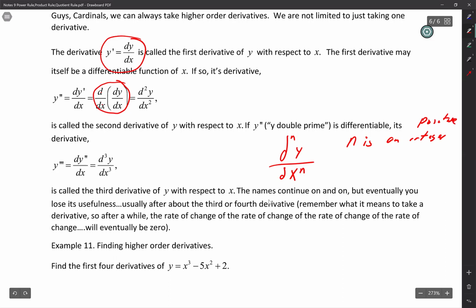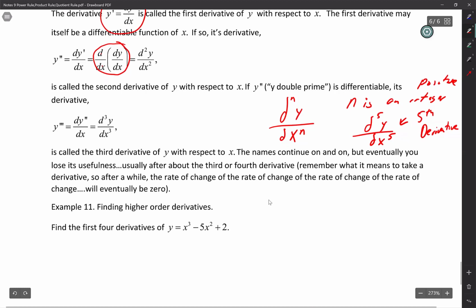So what am I trying to say? If I say this, it means what? This means fifth derivative. Do we understand that, guys? Okay. Let's see what I wrote in here.